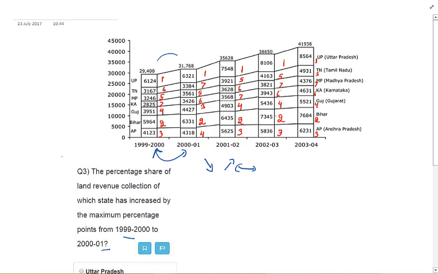UP has had a roughly 200 increase on a base of 6,000. And Tamil Nadu has had almost 200 increase on a base of 3,000. So Tamil Nadu is better than UP. Madhya Pradesh is 300 on a base of 3,000. So Madhya Pradesh seems to be better than Tamil Nadu. So right now our best contender is Madhya Pradesh. Karnataka's ranking has gone down, so it's probably not the best one. Actually, Karnataka's ranking improved.